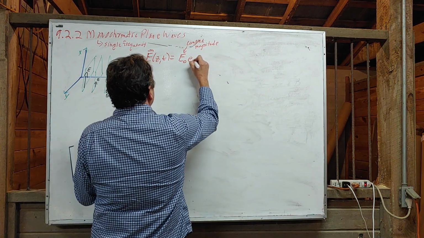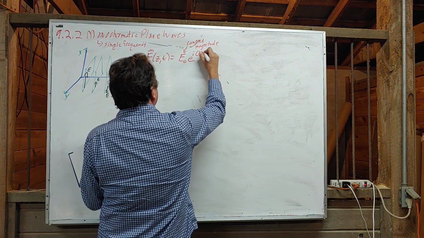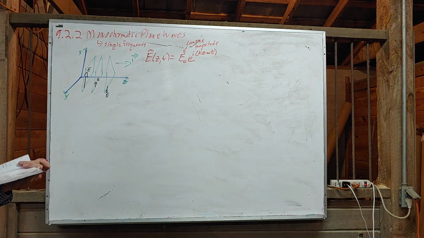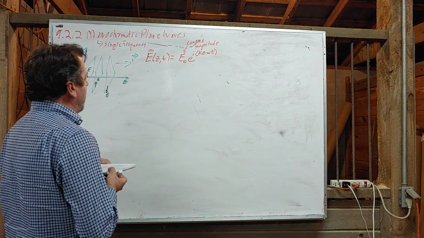And e to the i, in this case, kz minus omega t. Z is just the direction of motion. Omega t, remember, is the argument of that sine function that we derived previously.